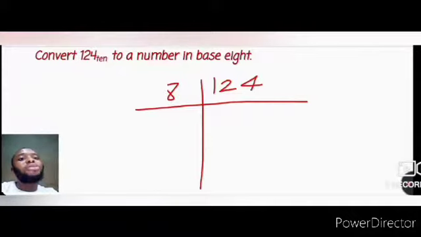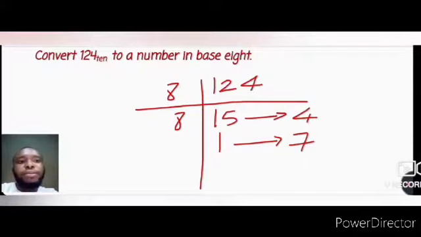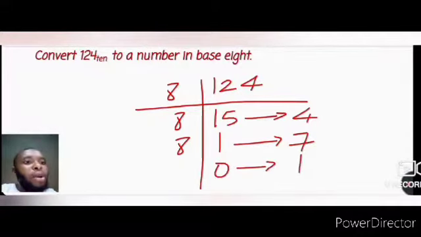Since you are asked to convert 124 base 10 to base 8, you have to divide 124 by 8. Are you getting me? Listen. 124 divided by 8, we have 15, remainder 4. Now 15 divided by 8, we have 1, remainder 7. Now 1 divided by 8, we have 0, remainder 1.